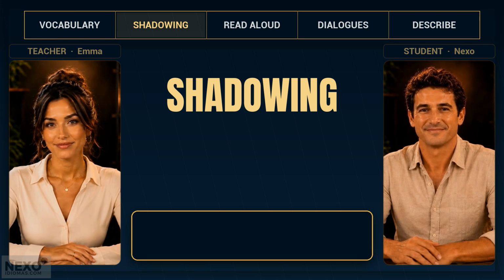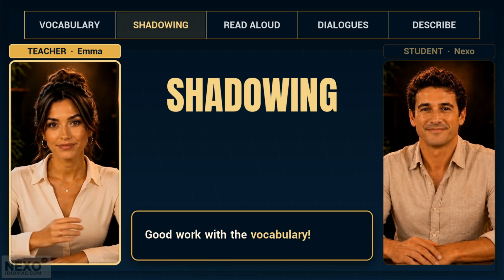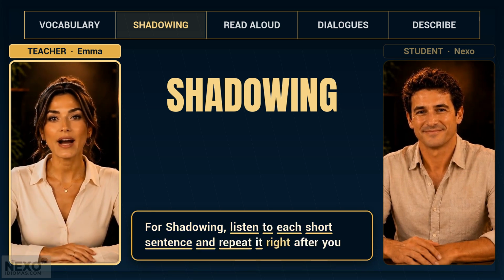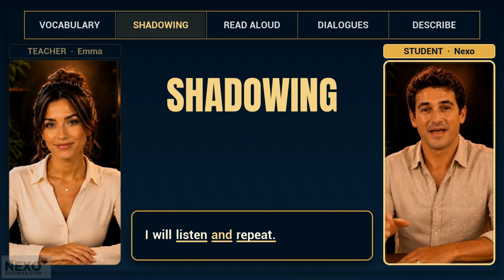Shadowing. Good work with the vocabulary. For shadowing, listen to each short sentence and repeat it right after you hear it. Got it. I will listen and repeat.